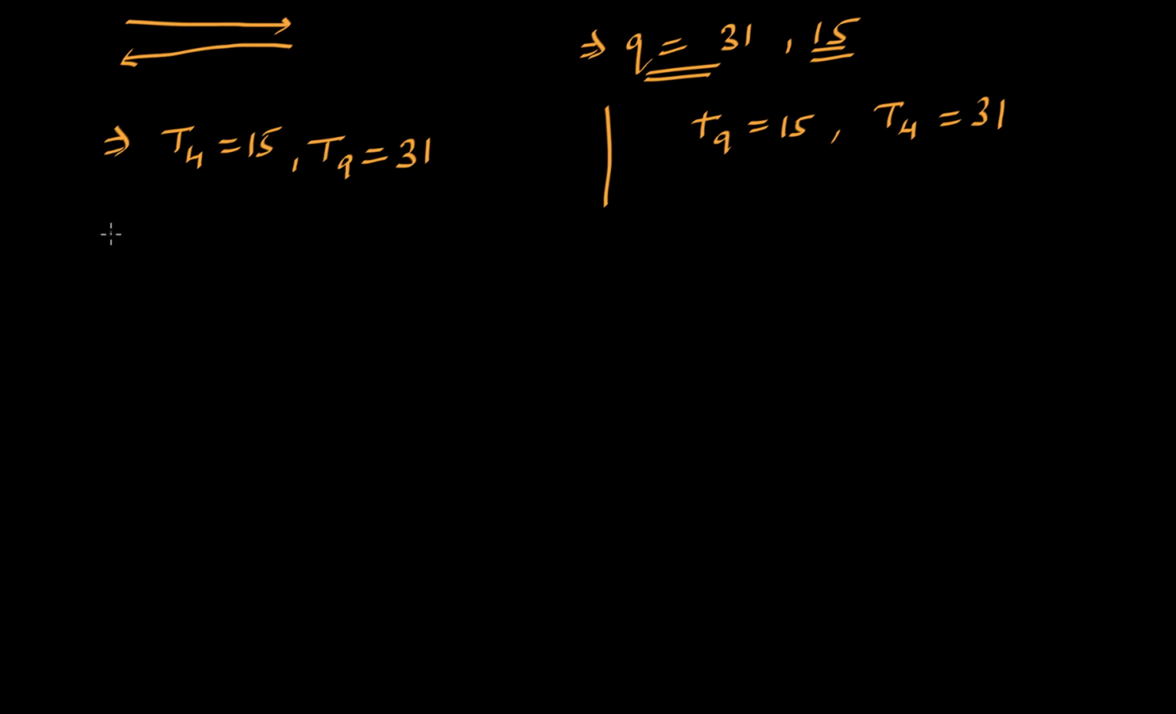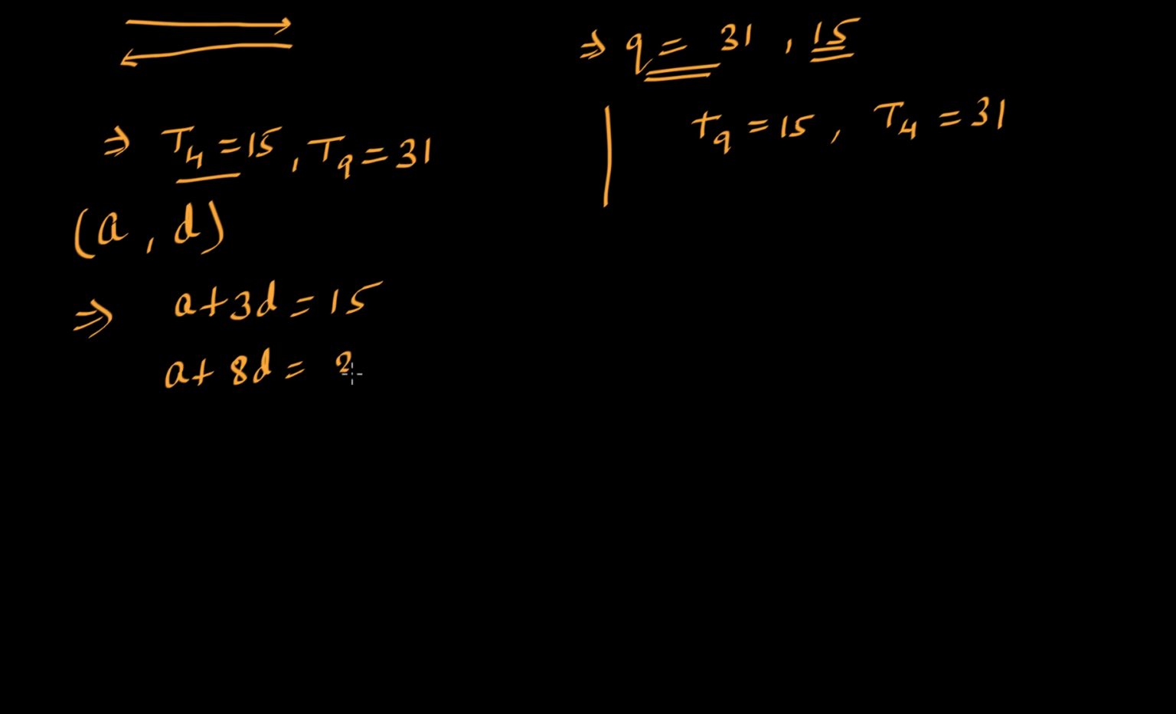Now let us say that for the given AP, the first term is A and the common difference is D. That is our general assumption. So using these values, what can I expect here? I can say that A plus (n minus 1)D is the general formula of the nth term. So instead of n, I will substitute 4, which gives me 4 minus 1, 3. So A plus 3D is equal to 15, and A plus (9 minus 1), 8D is equal to 31.